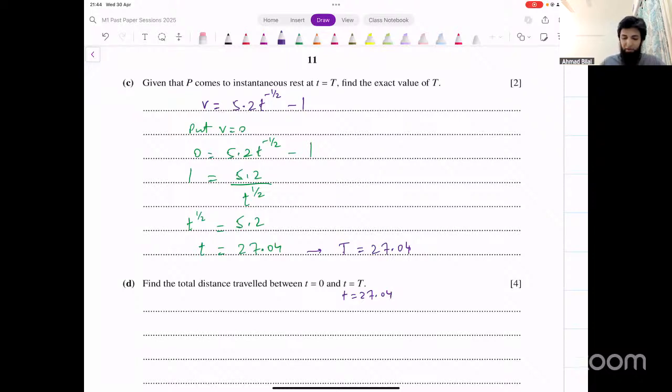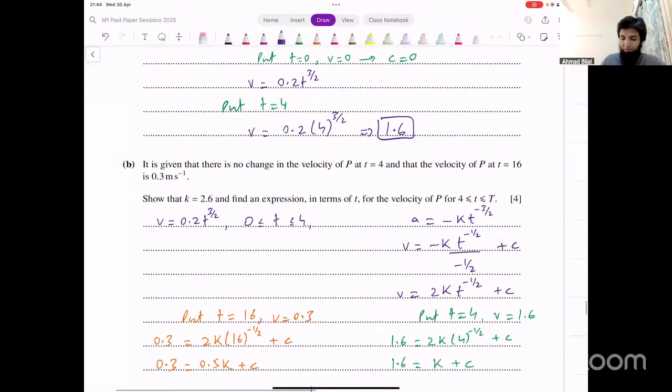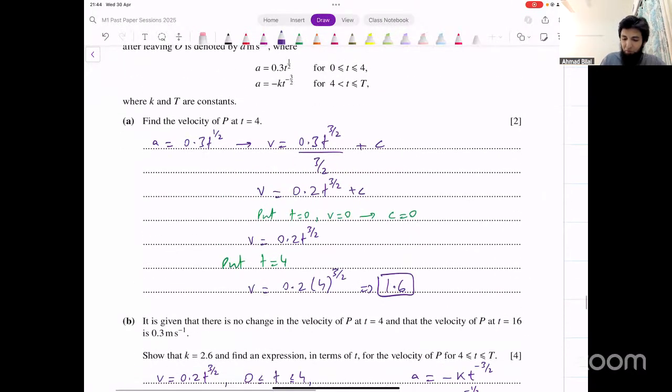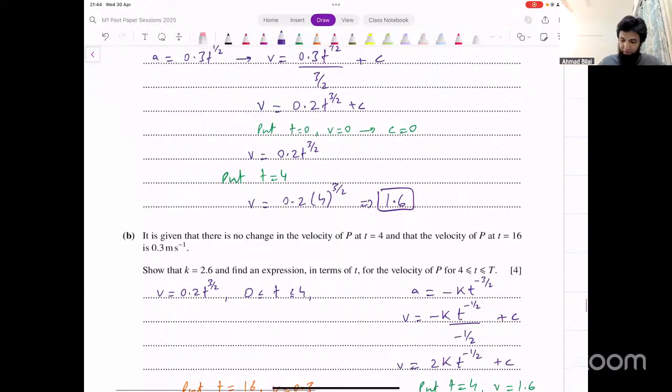How do we do that? We have to check for any change in direction. They've already made us do that. When v is equal to 0, we're getting only one value of time for the second part of the journey, and that's 27.04. That means in the second part of the journey from time equals 4 to capital T, there's no change in direction. For the first part of the journey, have we checked for velocity equal to 0 anywhere?